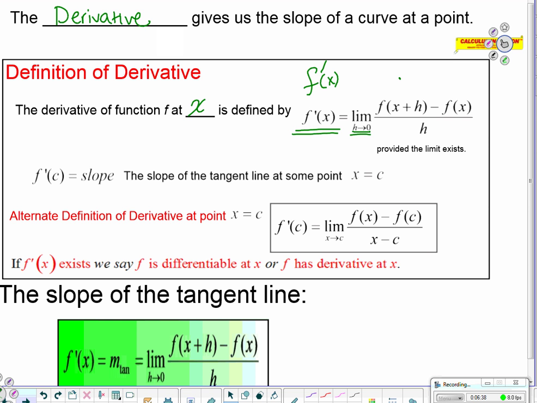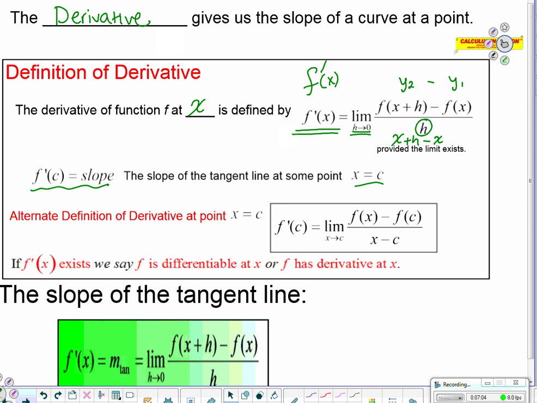And we'll evaluate, this is like our y2 minus our y1 point, and x2 minus x1 will result in h. X plus h minus x leaves us just h in the bottom. So really, all we need to do is calculate the limit as h goes to 0 of this function. F prime of c is the slope of the tangent line at x equals c.